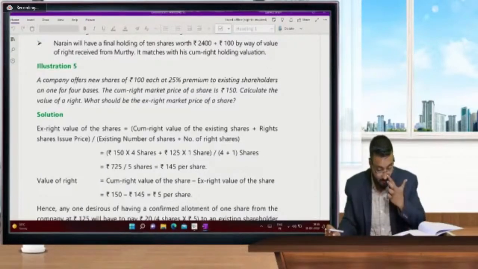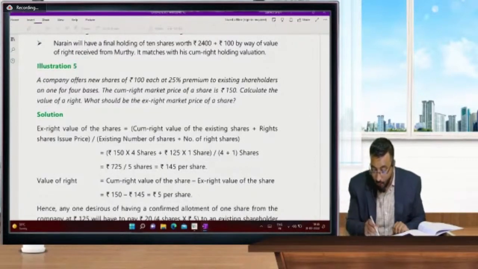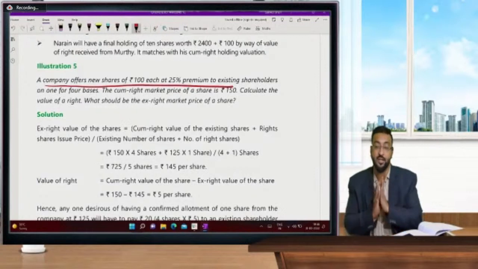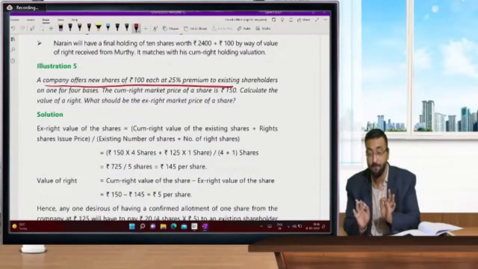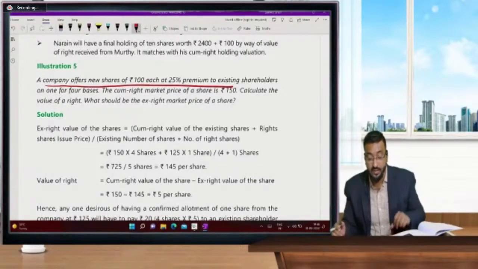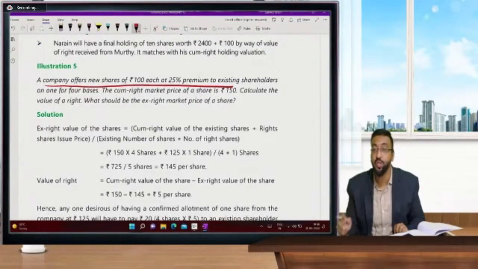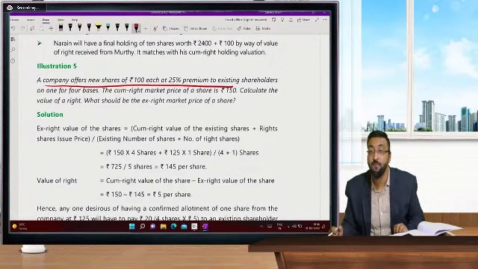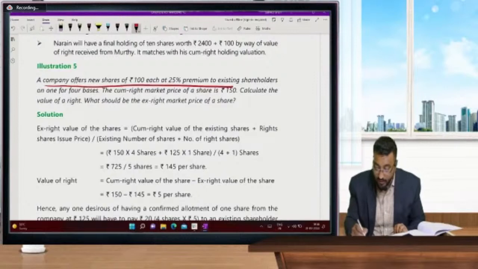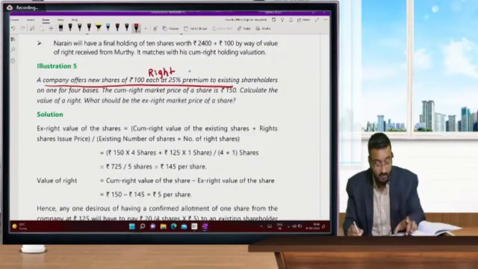Yes. So right shares: a company offers new shares of 100 each at 25% premium to existing shareholders. Now I am going to explain it, so have patience. Understand this concept of right issue in detail. So beta, tell me, what is the right price?